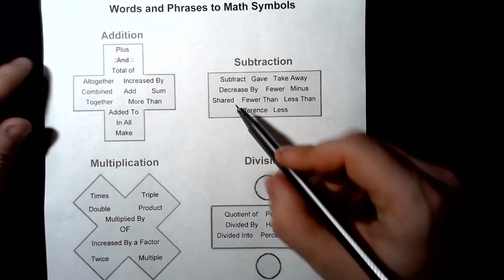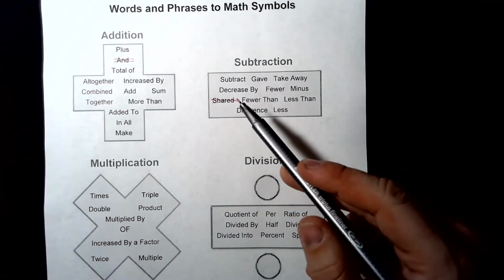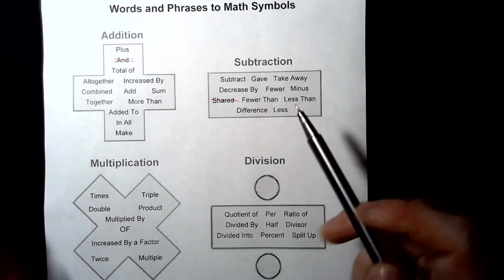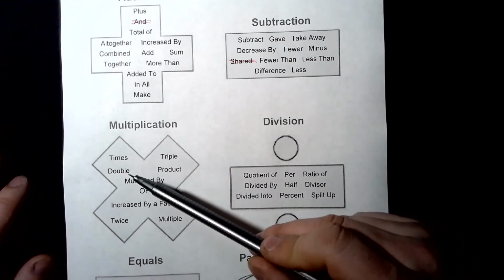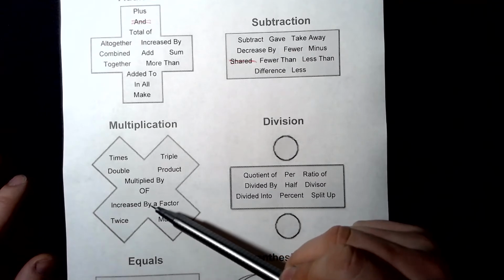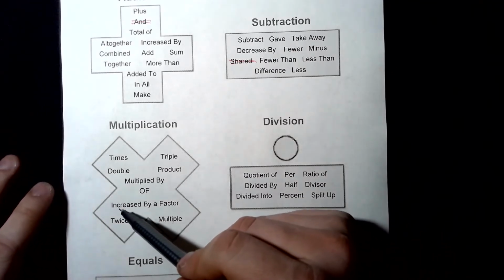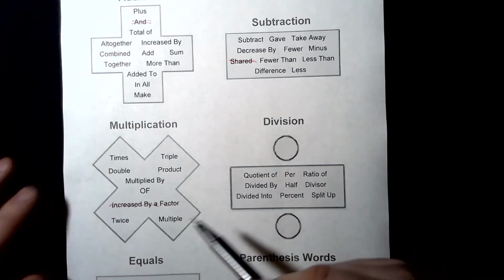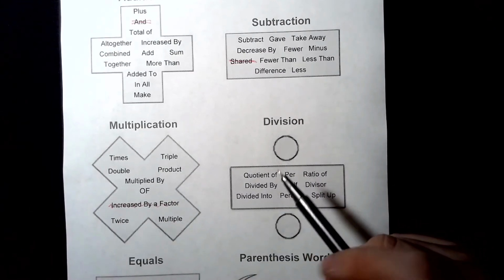Shared actually is kind of a trick. Shared can show up more often with division, so I'm crossing that out. Fewer than, less than, difference, or less. Multiplication, times, triple, product, double, multiplied by, of, increased by a factor, twice, and multiple. This one is true, but it is so unlikely to pop up, and it's not used in typical language in real life, so we're not going to include that.